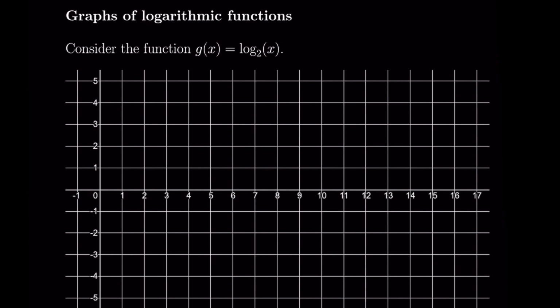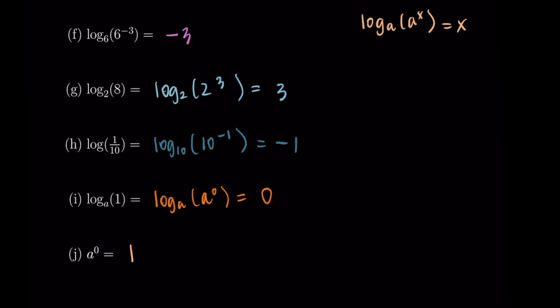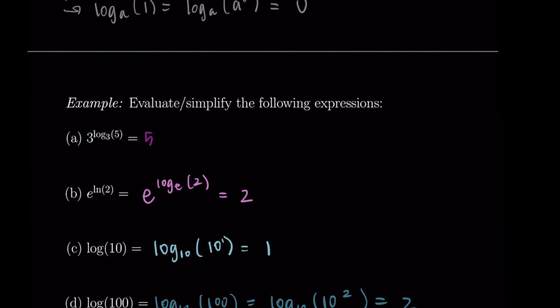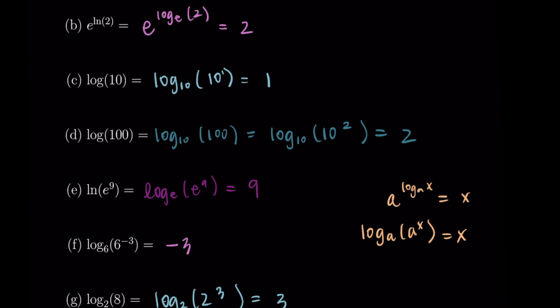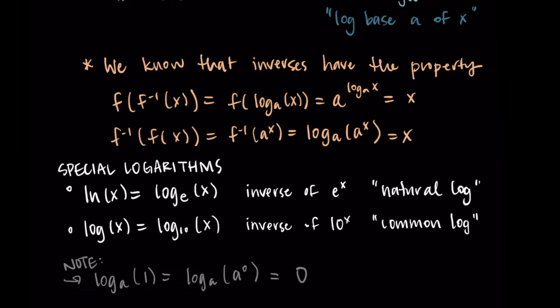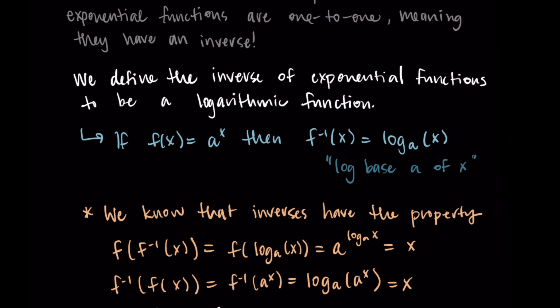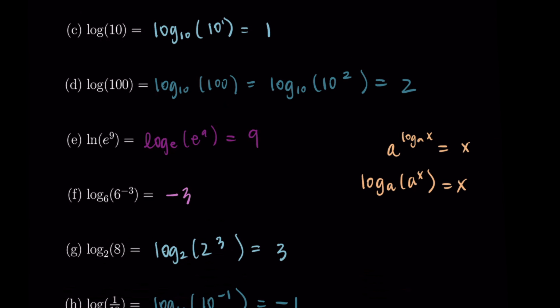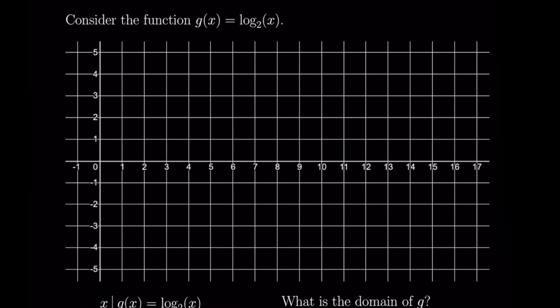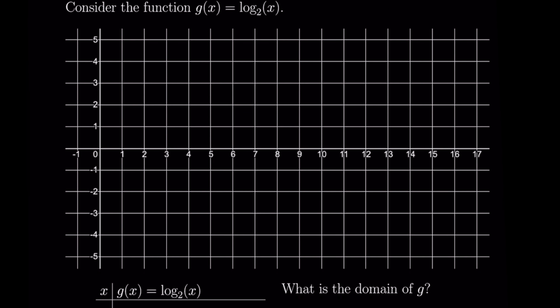Okay, that's good. All right, we have gone through some examples of how to simplify logs. Hopefully we're starting to see how the inverse property works. Remember, we have our special logs, which are natural log and common log. And we have our definition, which is that a logarithm is an inverse of an exponential. So let's go through a graph really quick. I just want to get you to see the general shape.